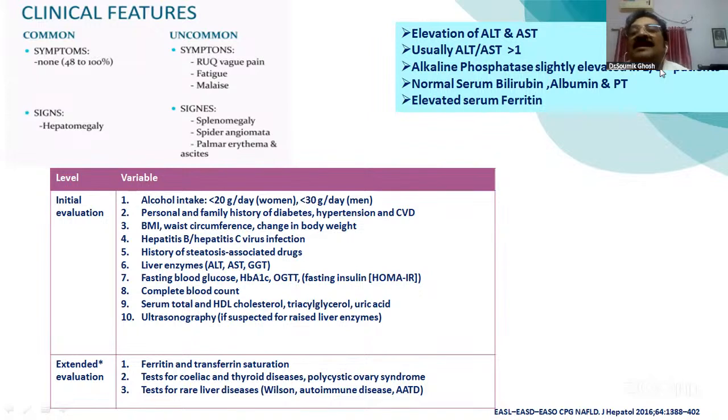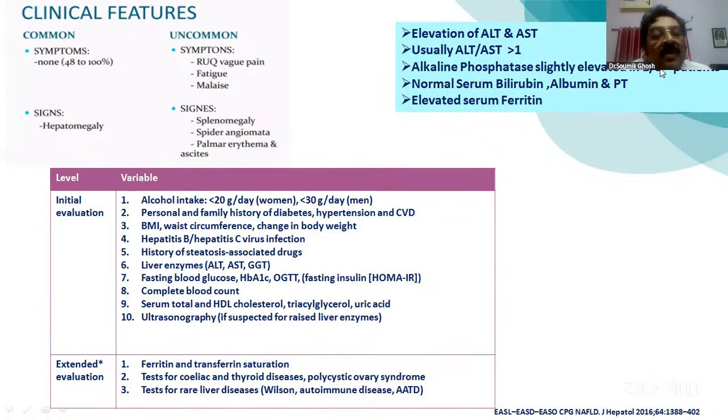And there are chances of elevated liver enzymes, ALT and AST. Usually the AST to ALT ratio is greater than 1, but it is not a constant feature, so it is not a reliable, 100% gold standard for diagnosis of this fatty liver disease. Alkaline phosphatase may be normal or slightly elevated. Bilirubin is almost always normal in the earlier stage, and elevated serum ferritin appears when the patient progresses to cirrhosis.